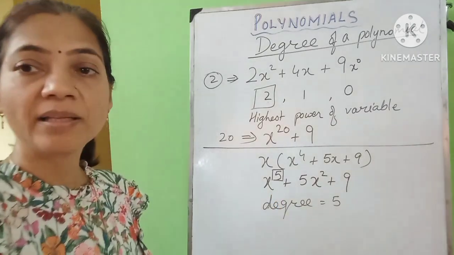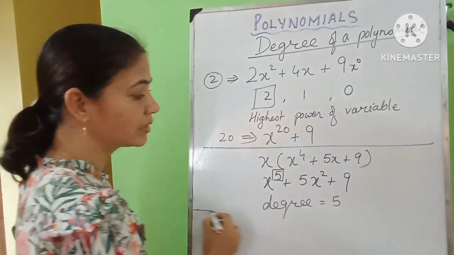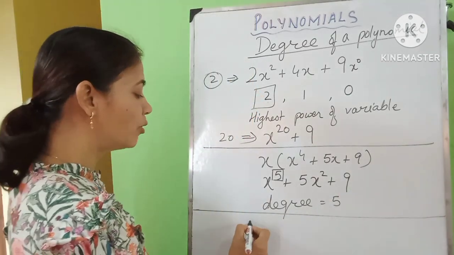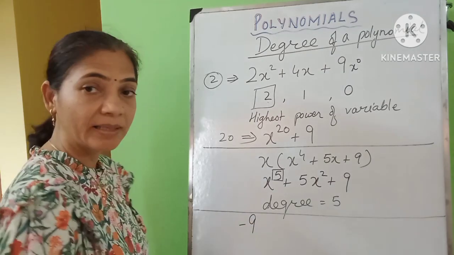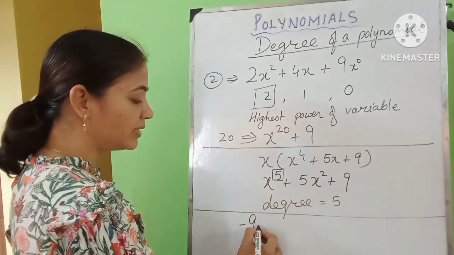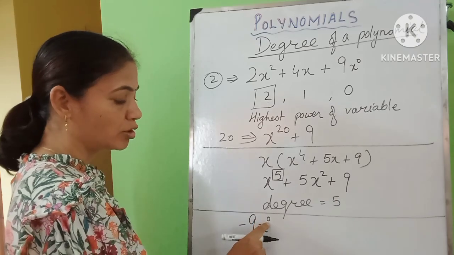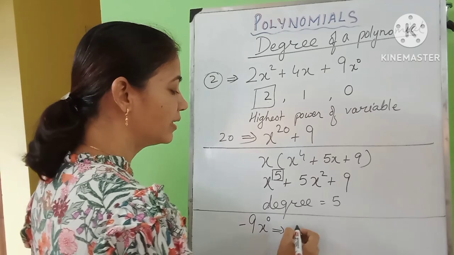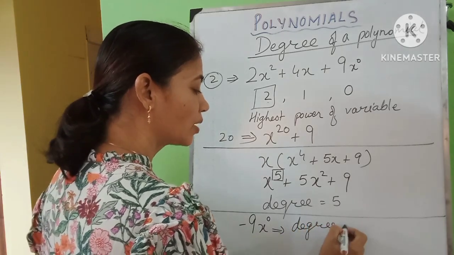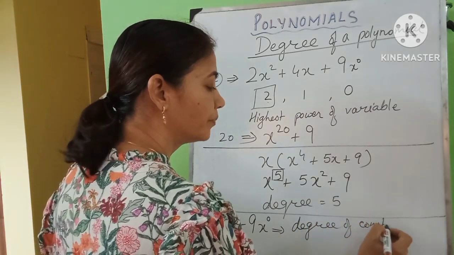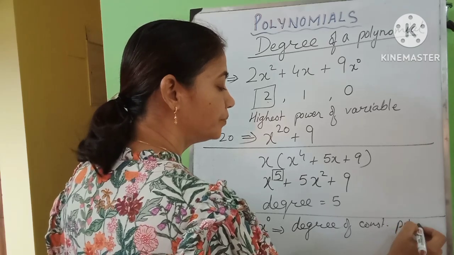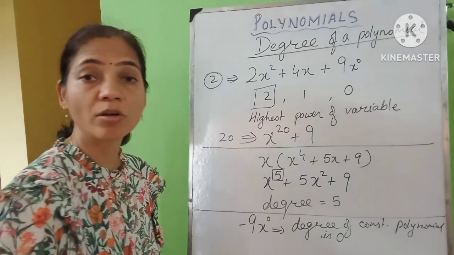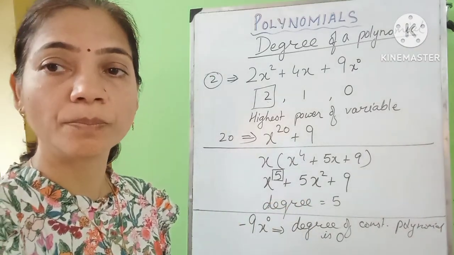Next question comes: what about the constant polynomials? What's the degree of a constant polynomial? Suppose we take a constant polynomial, minus 9. What is its degree? This is hidden x to the power 0. So what's the highest power? That's 0 only. So that means the degree of a constant polynomial is 0. Degree of a constant polynomial is 0.